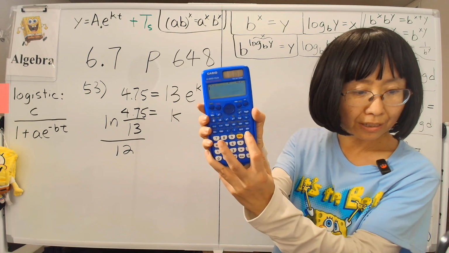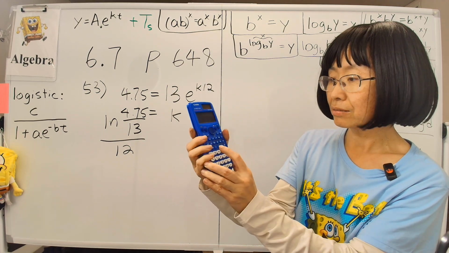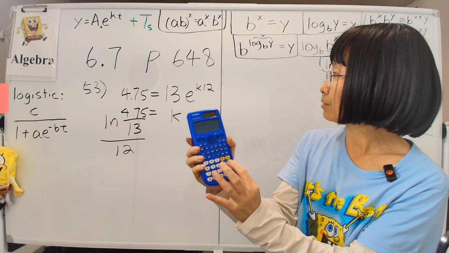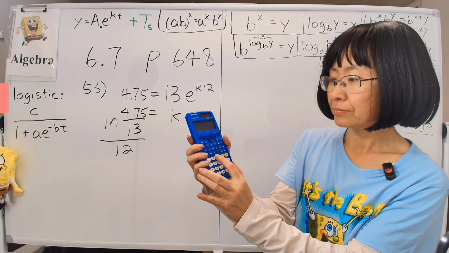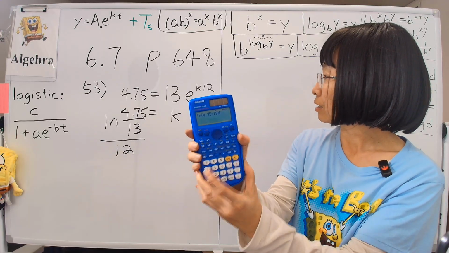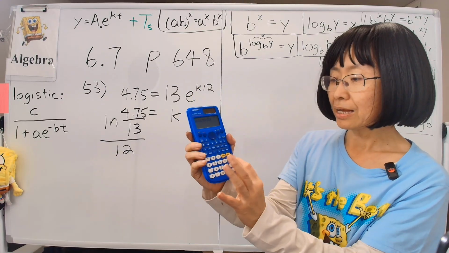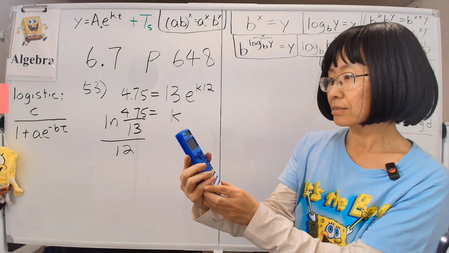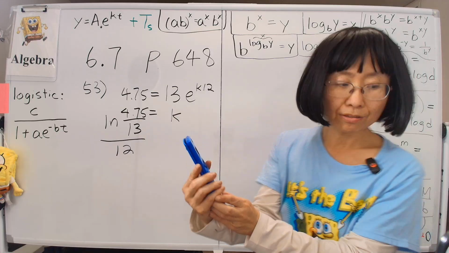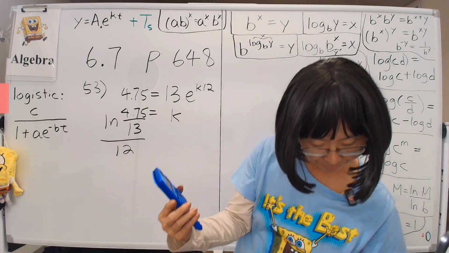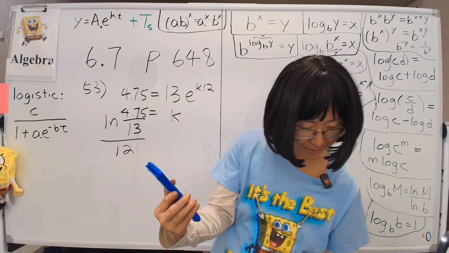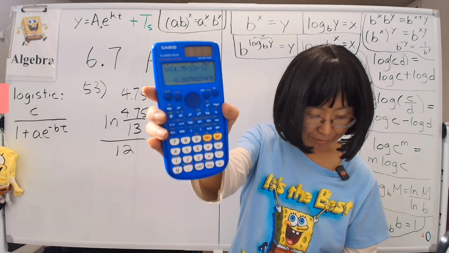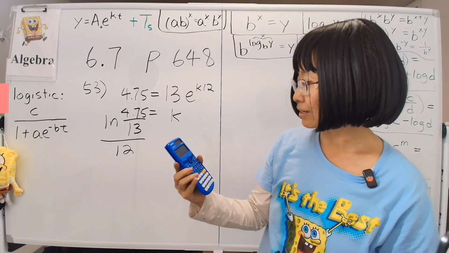So I will clear it out and type in natural log of 4.75 divided by 13, close parentheses. That's just the natural log part. And then divide by 12, and that should give us what k is. It's minus 0.839. Yep, answer C has minus 0.839 in it. That would have been my guess anyway, but now it's set.